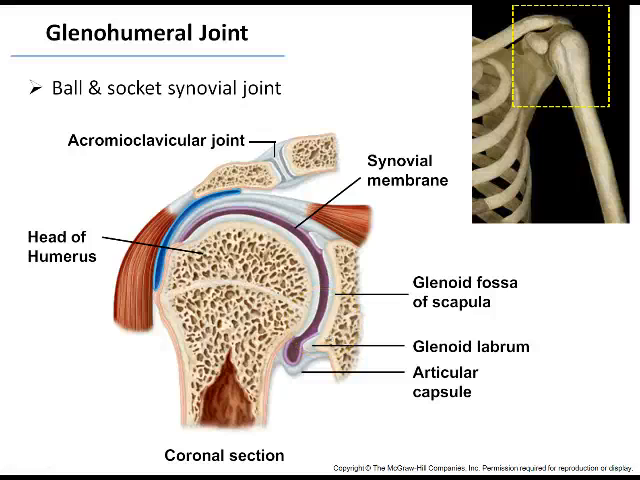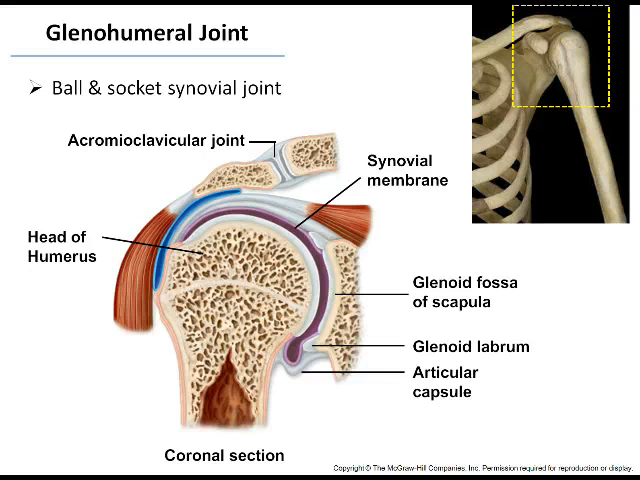Recall that the glenohumeral joint is a ball and socket synovial joint. You can see the ball shape of the head of the humerus fitting into this shallow concavity of the scapula. The ball and socket joint allows multi-axial movement of the shoulder and therefore a high range of motion, enabling the upper limb to manipulate objects in space.